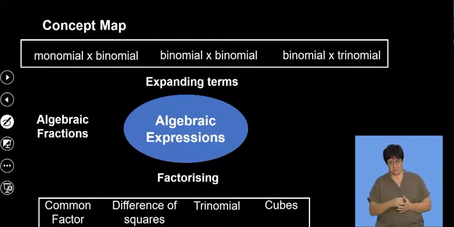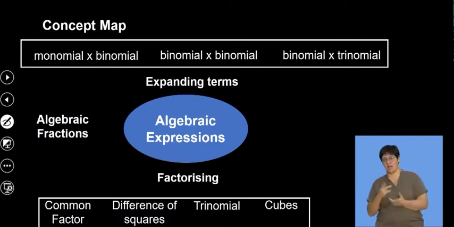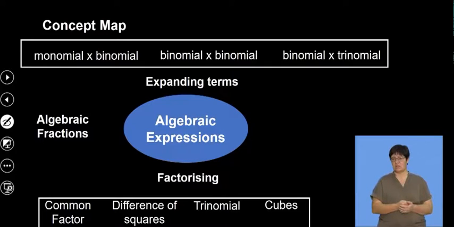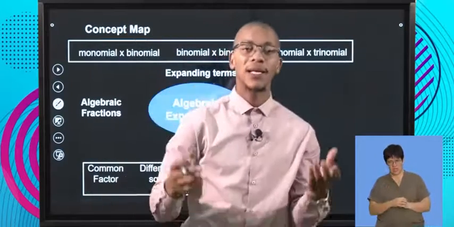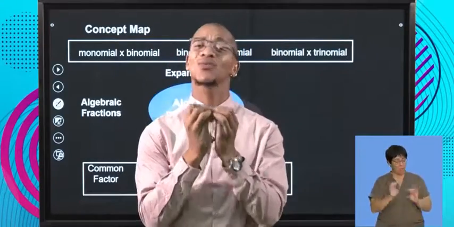This was our map, guys, which we looked at. We said it's algebraic expression. We expanded a monomial with a binomial, a binomial with a binomial, and a binomial with a trinomial. We looked at some fractions, some factorizing, which was a common factor, difference of two squares, trinomial, and some cubes. And I hope that clarifies a lot of things that has to do with algebra.